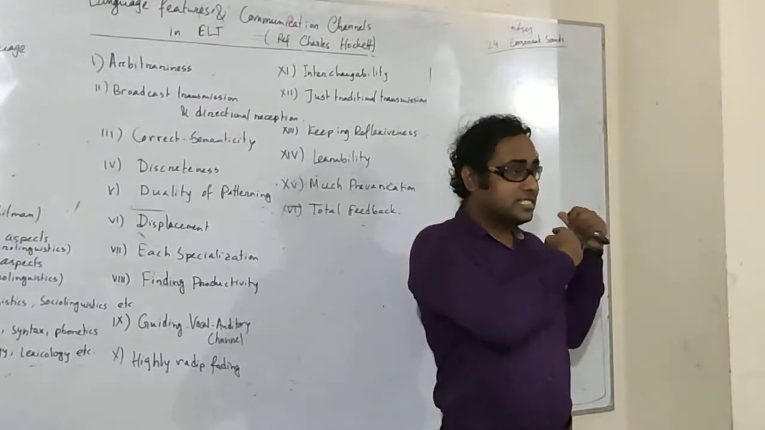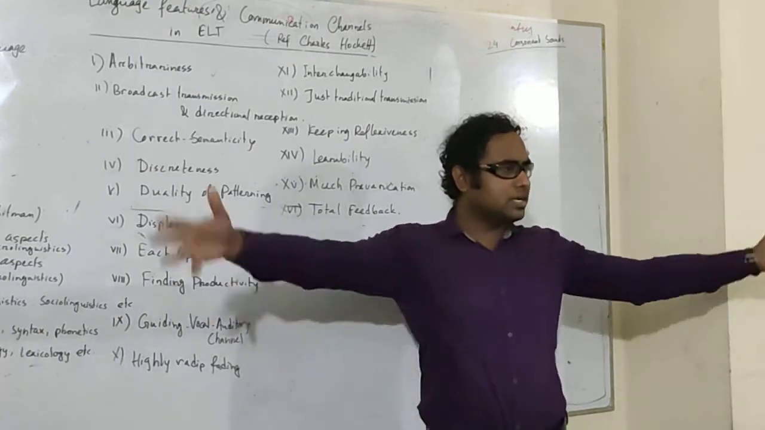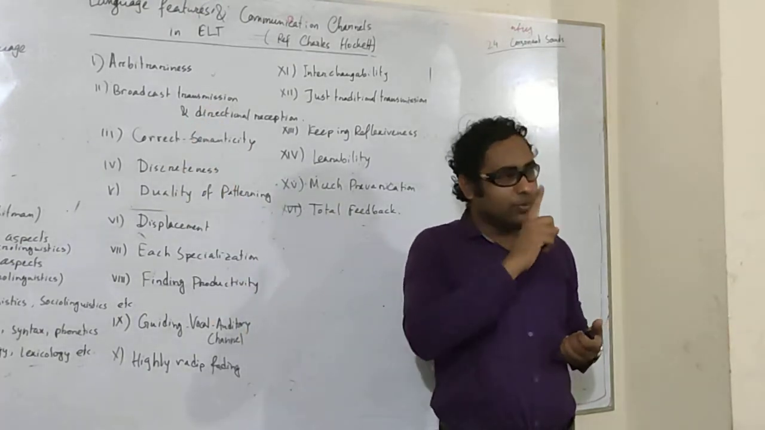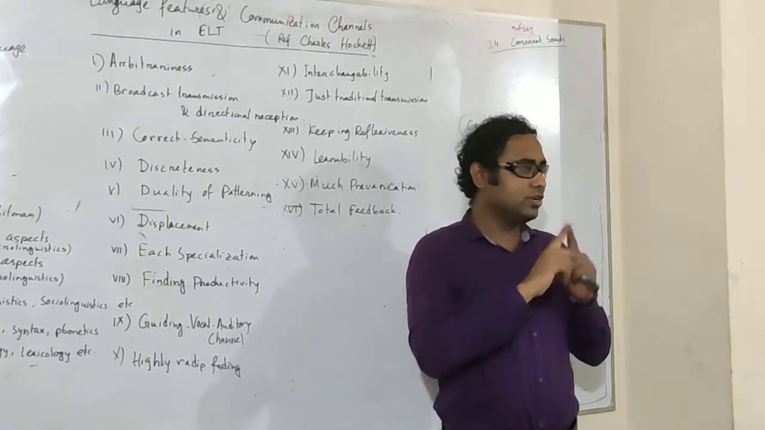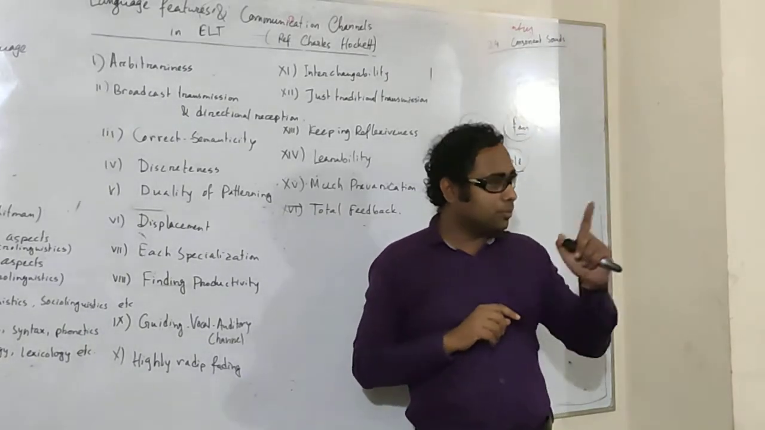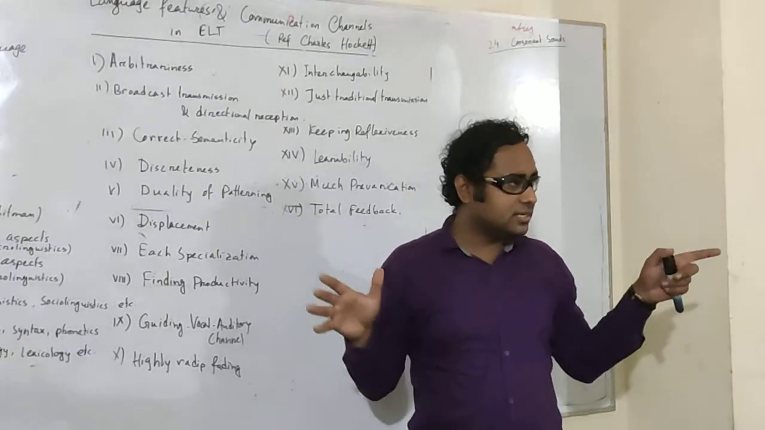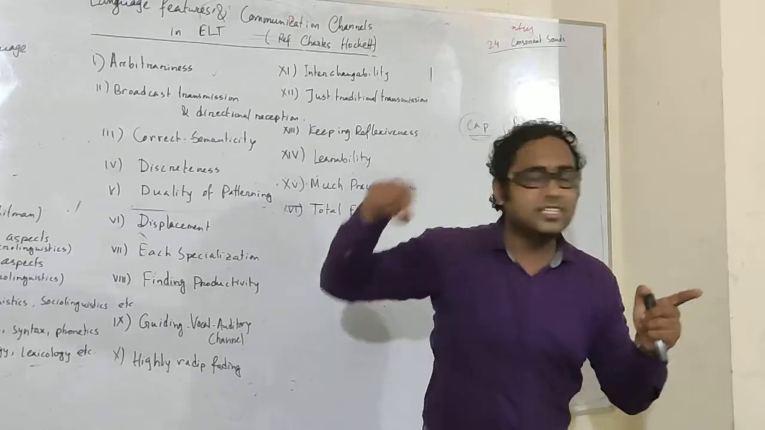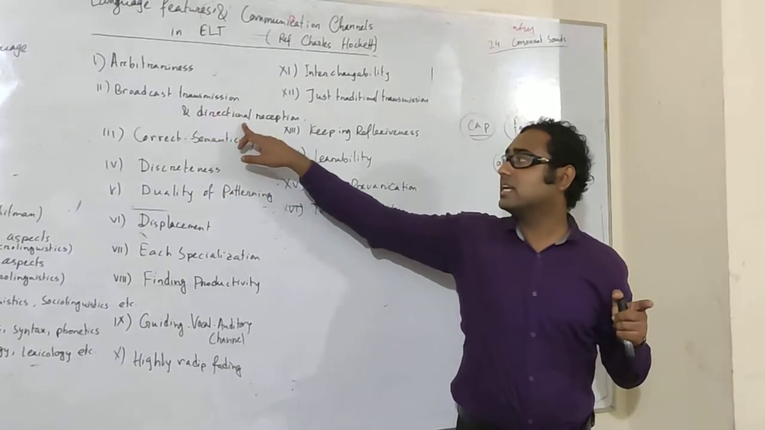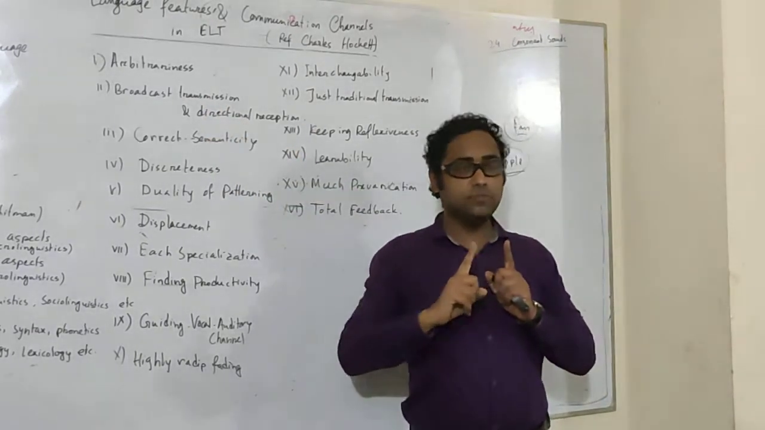Suppose you are in a stadium, a lot of people are talking, but you will listen to only one voice. Whoever is important to you. Suppose your brother is talking to you in the market, you will only listen to him. You will not listen to other people. Am I right? This is called broadcast transmission and directional reception. You will only listen from one direction.